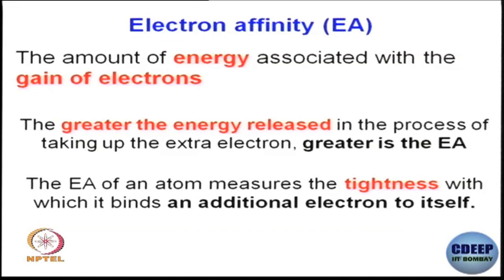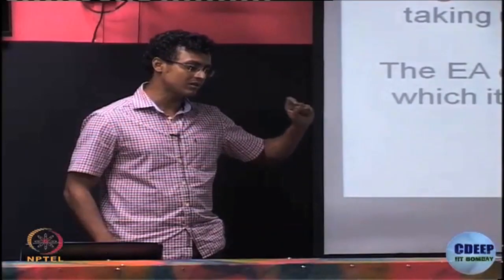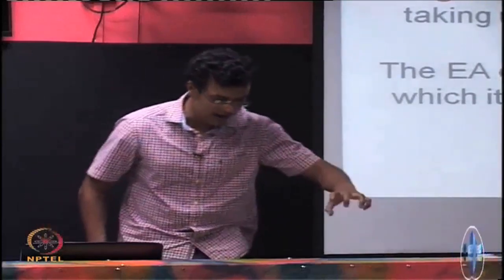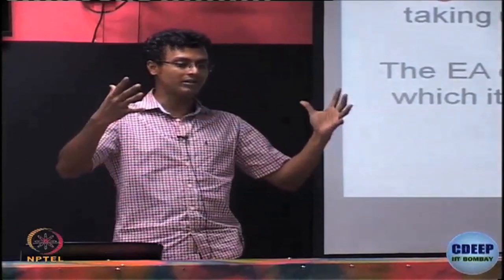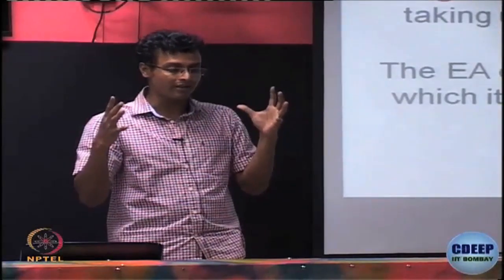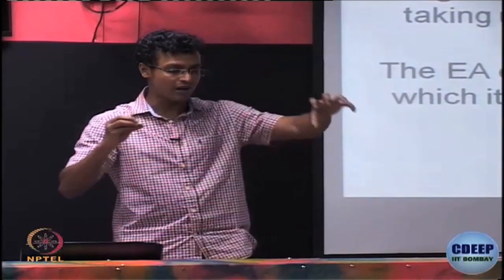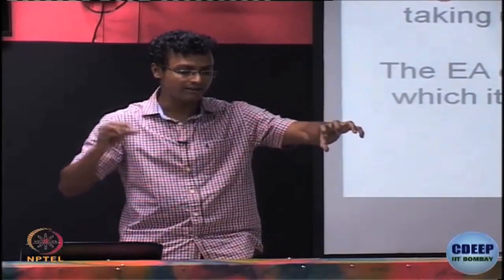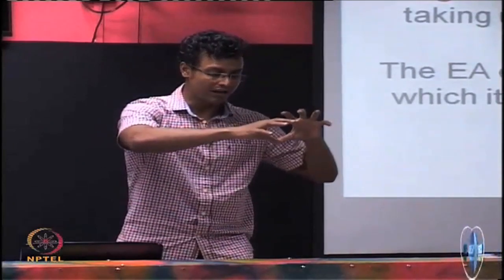More energy released means electron affinity is greater. Now, you see from left to right, your size is decreasing, and the attraction between the nucleus and electron is quite high. If you want to put one more electron, electron affinity is going to be very high, right? Since the attraction of the nucleus towards the outer electron is very high, if you want to put one more electron in the outer shell, they are going to take it.